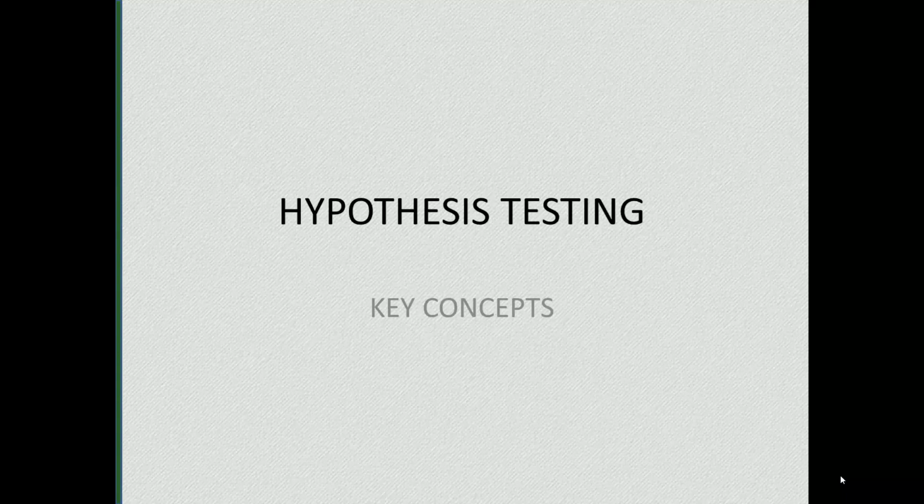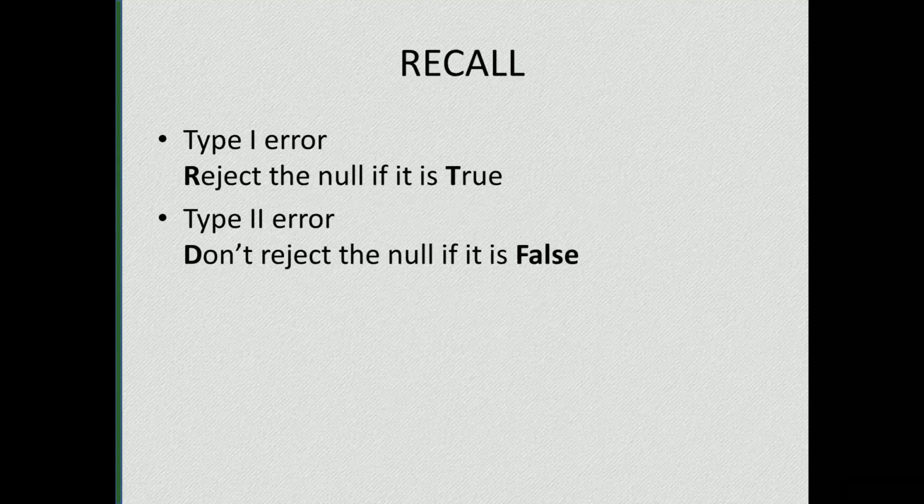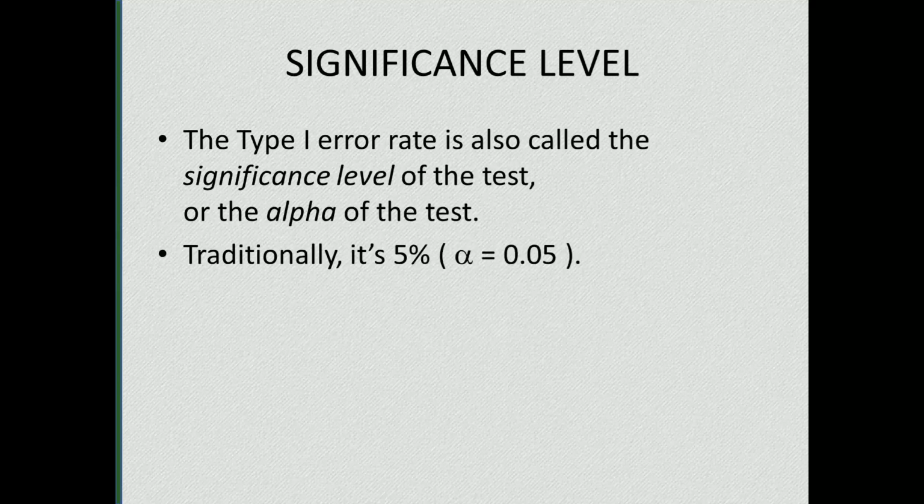This module is looking at several key concepts associated with hypothesis testing. In the last video, we noted that a hypothesis test has two potential types of errors, which we very creatively called a type 1 error and a type 2 error. A type 1 error happens when we reject the null, but it's really true. In a type 2 error, we don't reject the null, but it's really false. The type 1 error rate, or the significance level, or the alpha level, is traditionally 5%. But it doesn't have to be.